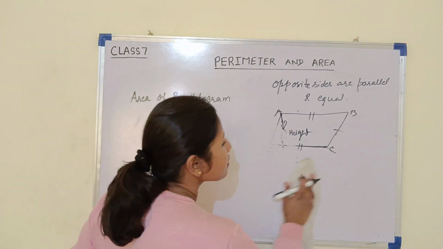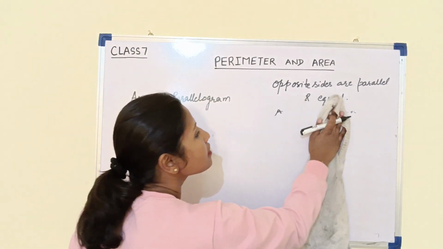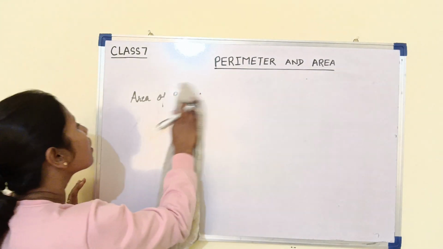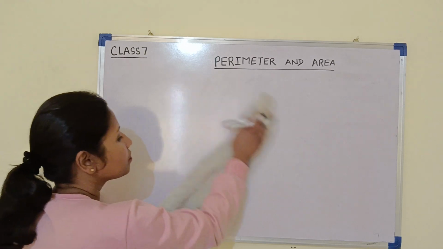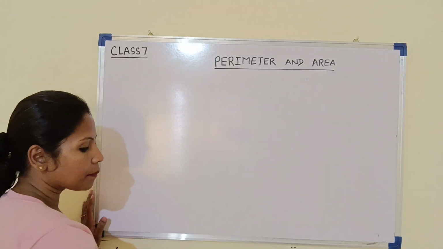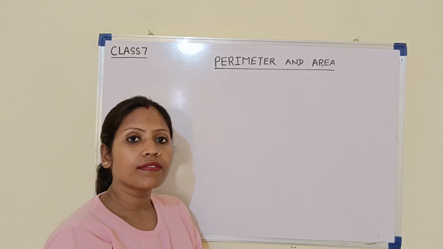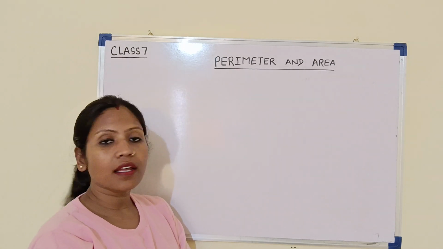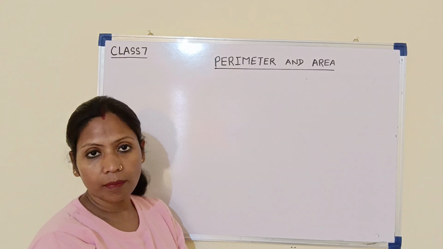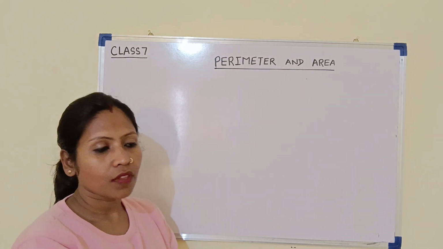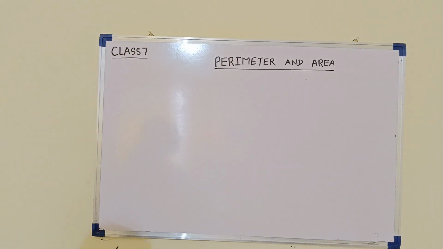Okay, so the rectangle is a special case of parallelogram where the angle is 90 degree. Okay, so this was all about the perimeter and area of rectangle, triangle and parallelogram. Okay, in the next class we will learn about the circle. Okay, thank you.